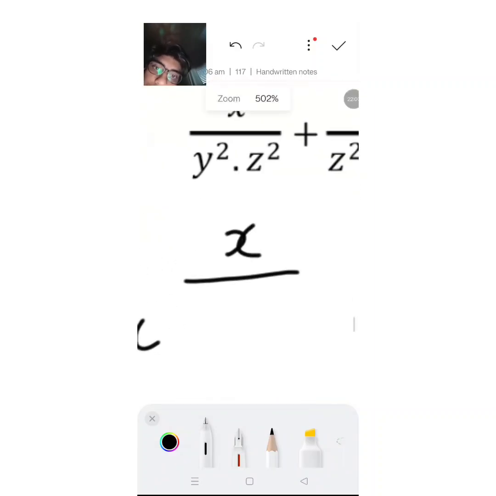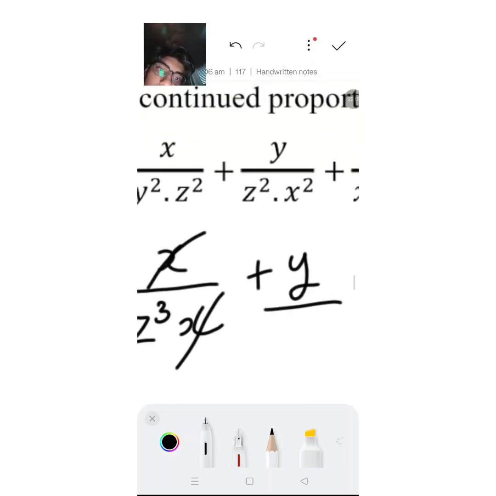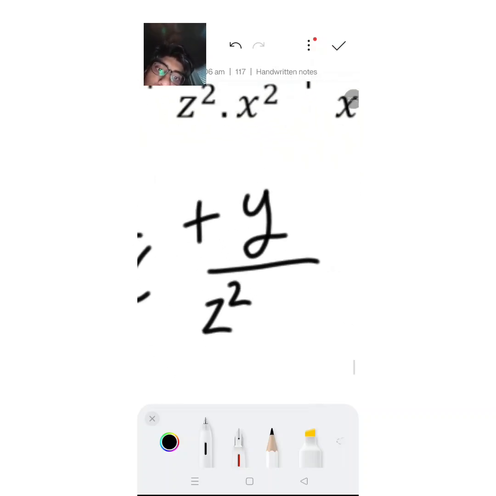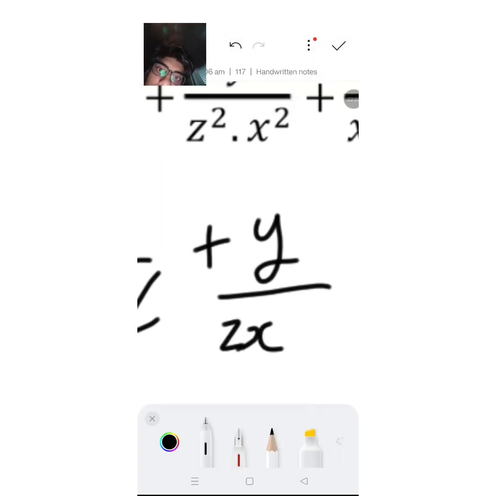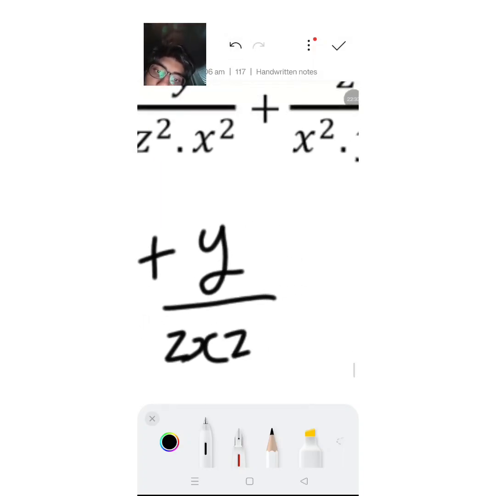So this is just going to be x over what? Y square is zx, so zx. Z times z square is z cubed times x, so x gets cancelled. Similarly, y divided by, now z square, x square is what? Or what you can do is you can just take the zx together, so there's going to be a zx remaining, multiplied by another zx. Zx is just going to be y squared. And yeah, this is also y squared.